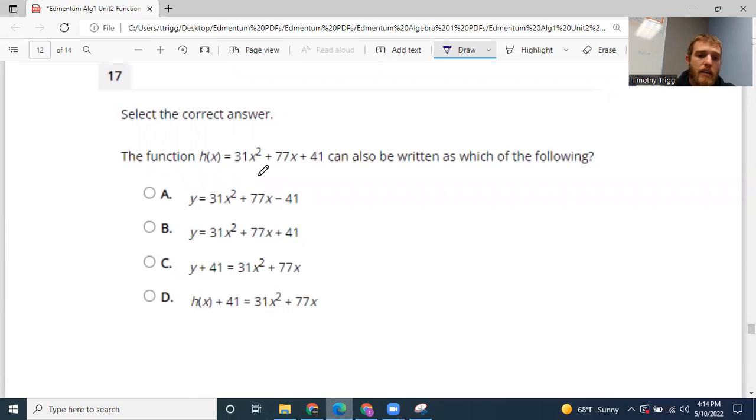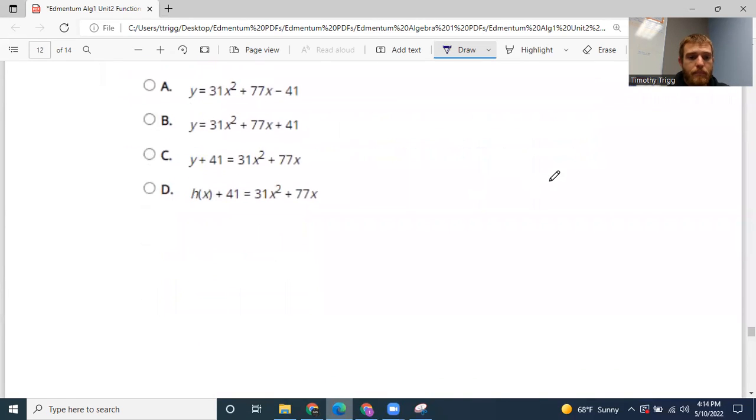The function h of x equals 31x squared plus 77x plus 41 can also be written as which of the following. Okay, remember, you just replace h of x with y, and that's it.